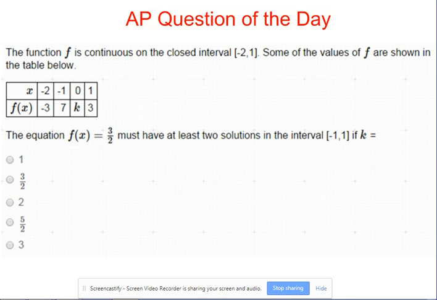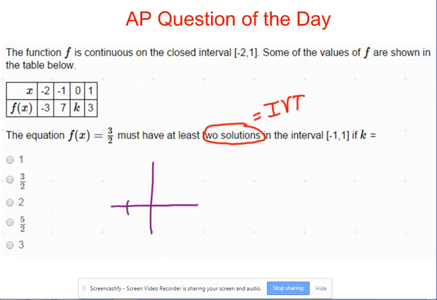So we're talking about solutions. Solutions should make you think IVT. IVT is the whole idea that we can't skip values. So let's just take a second to sketch out what we've got. We've got x = -1, 0, and 1.